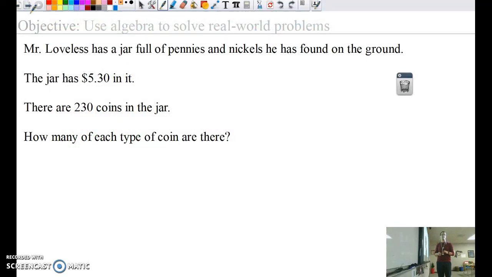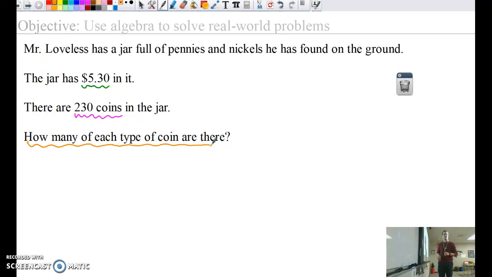Now, our first question has to do with money. Let's say that I have a jar full of pennies and nickels that I've found on the ground at school over a period of time, and I've just put them all in this big jar. And the jar itself has $530 in it. And you also know that there are 230 coins in it after I count how many coins there are in this jar. My question is, how many of each type of coin are there?